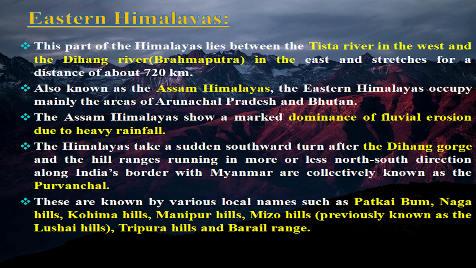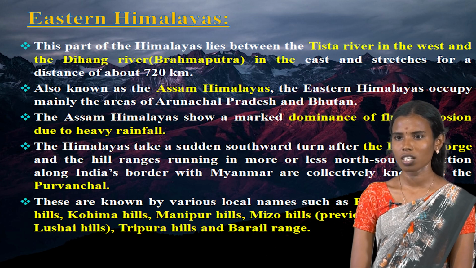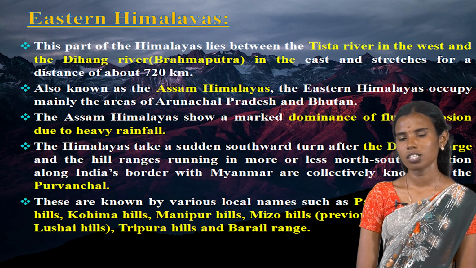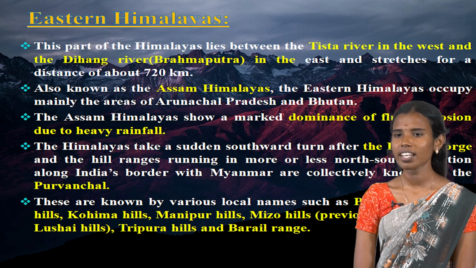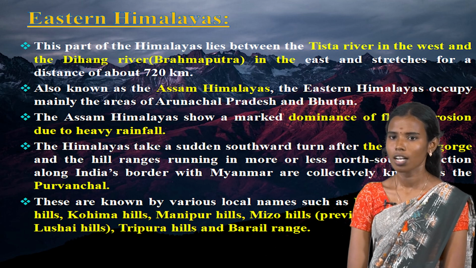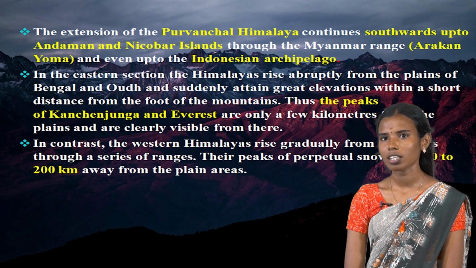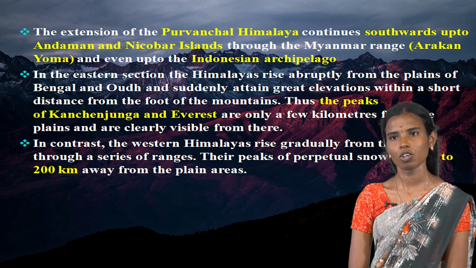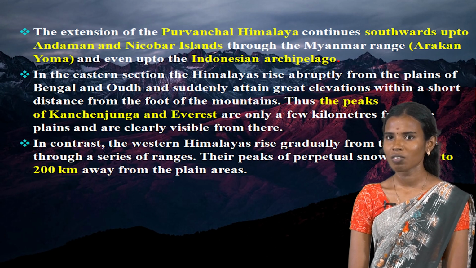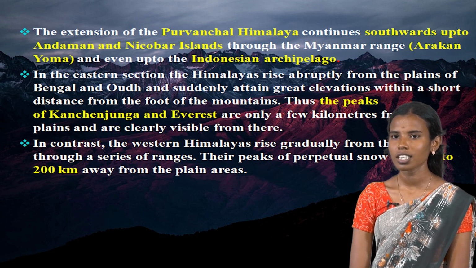The Himalayas take a sudden southward turn after the Dihang Gorge, and the hill ranges running in more or less north-south direction along India's borders with Myanmar are called Purvanchal. These are known by various local names such as Patkai Bum, Naga Hills, Manipur Hills, Tripura Hills, and Barail Range. Then the extension of Purvanchal continues southwards up to the Andaman and Nicobar Islands through the Myanmar Range and even up to the Indonesian archipelago, which means a group of Indonesian islands.